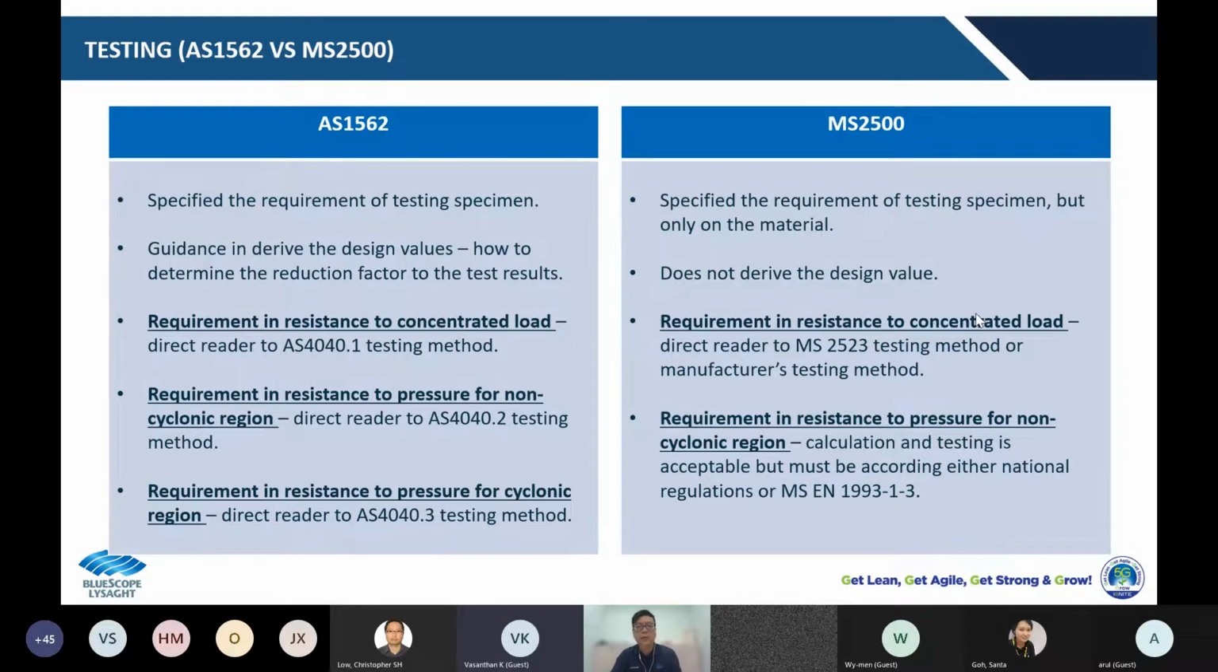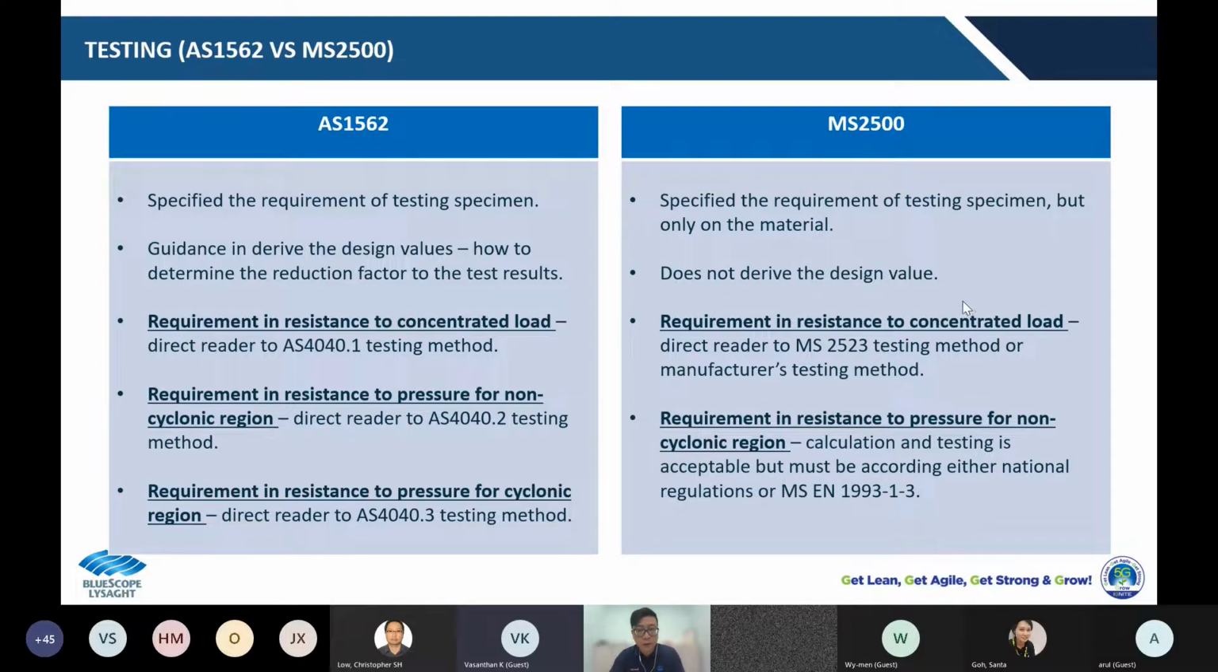And also, AS1562 specifies how to derive the design value by using different reduction factors based on the number of tests. But MS 2005 does not specify it. So let me elaborate more: AS1562 gives you the reduction factor for the value that you harvest from the testing. But MS 2005 does not really specify that.